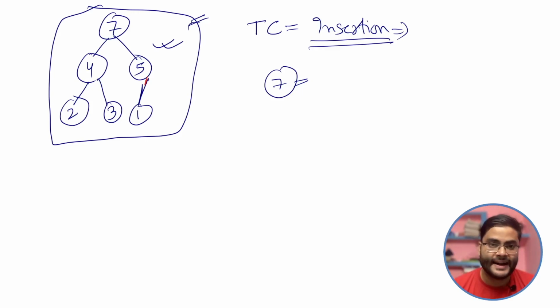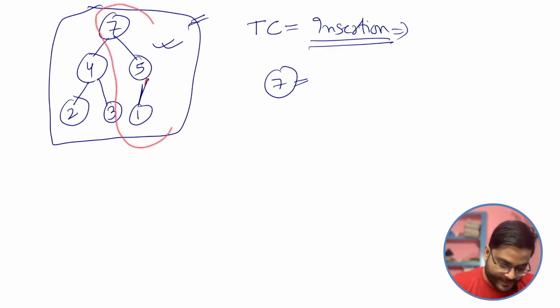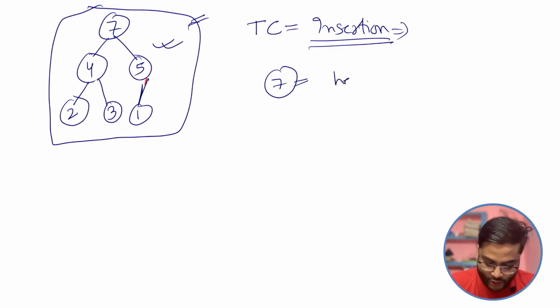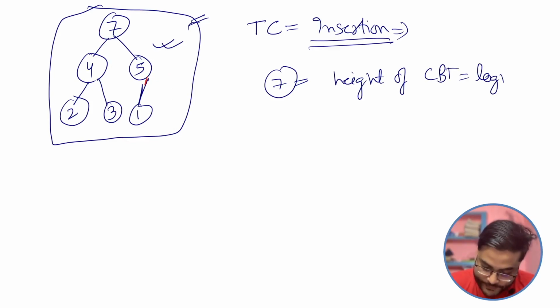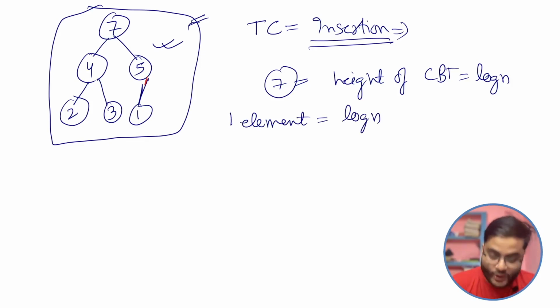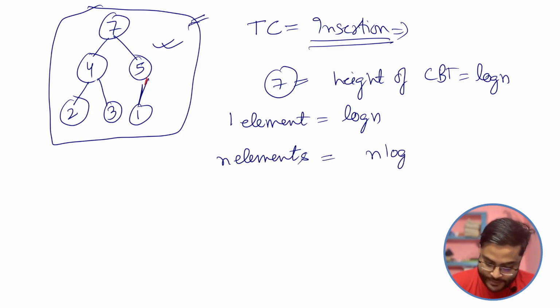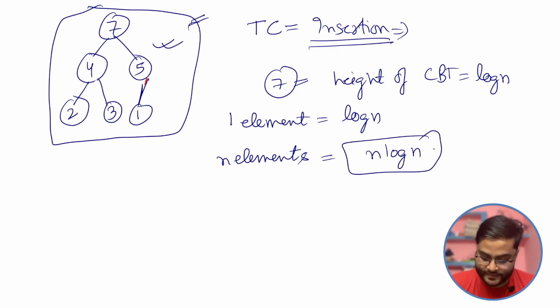So at worst case, the time complexity will be the height of the tree. The height of a completely binary tree is log n. So one element can take log n time. So n elements insertion will take n log n time in the worst case. In worst case it can take n log n time, but in best case what can happen?